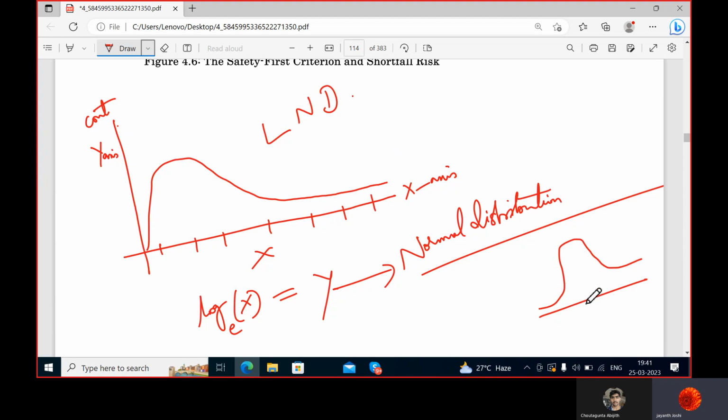And if you have normal distribution data, and you put exponential to them, e power x, what will you get? Log normal distribution, correct? Yes.